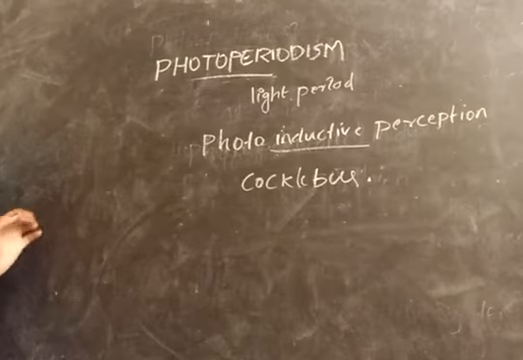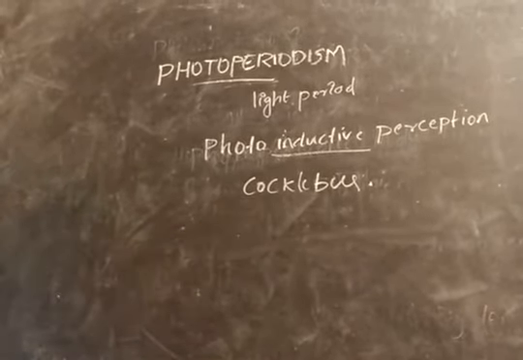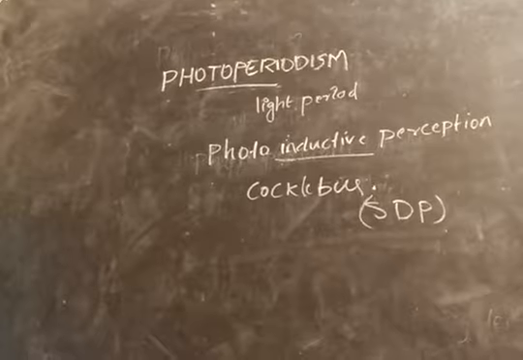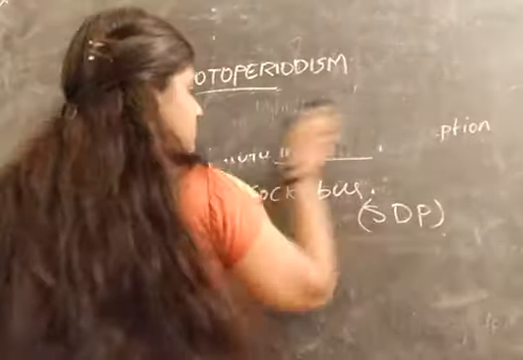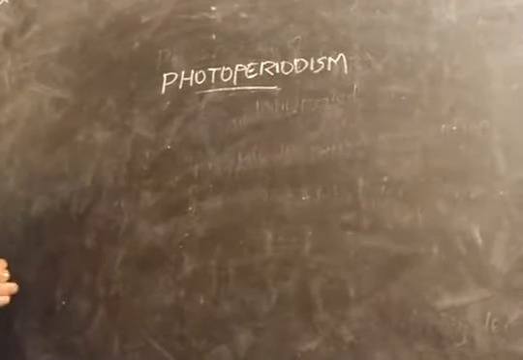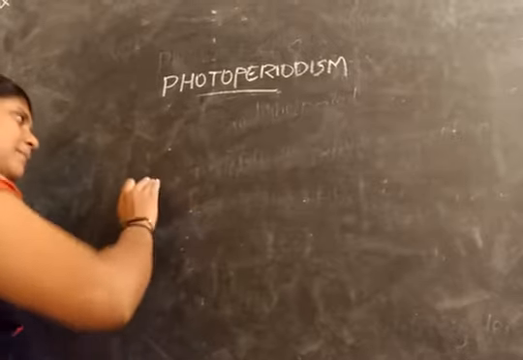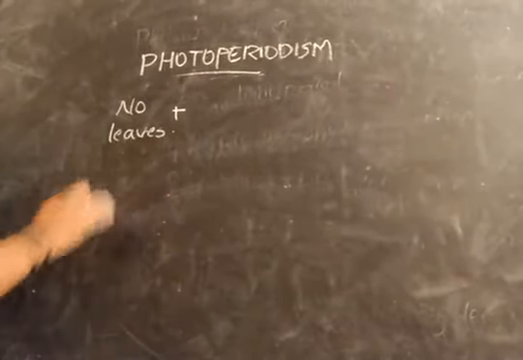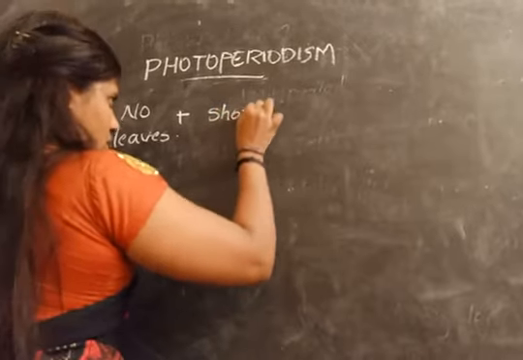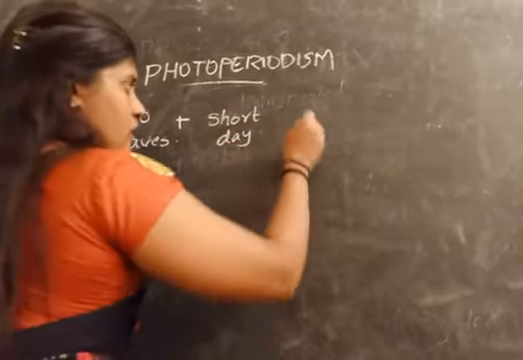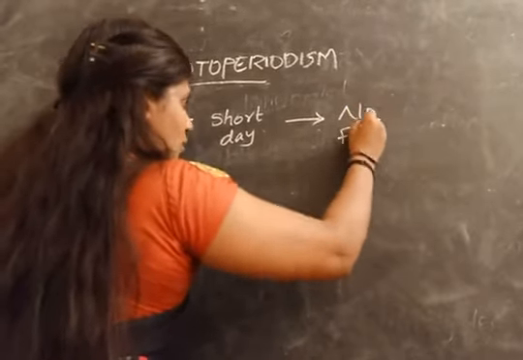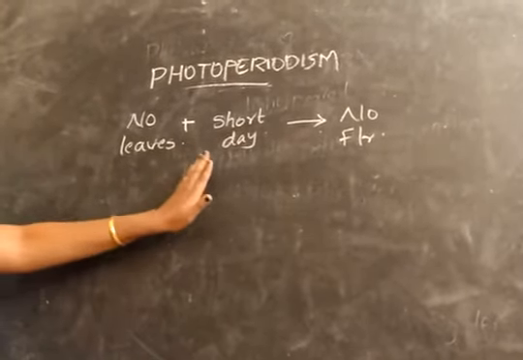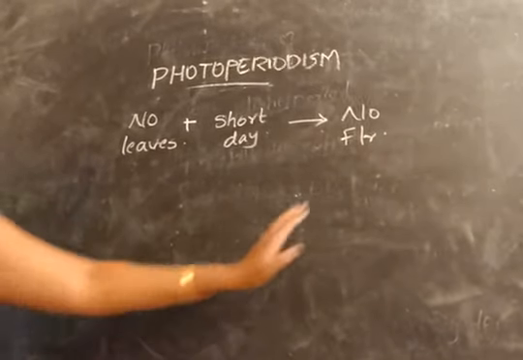We know that this is a short day plant. In this experiment, they defoliated the plant, that is, removed all leaves, and placed the plant in short day condition. The result is no flower. So, they defoliated the Xanthium and placed it in short day condition, and the result is no flowering.